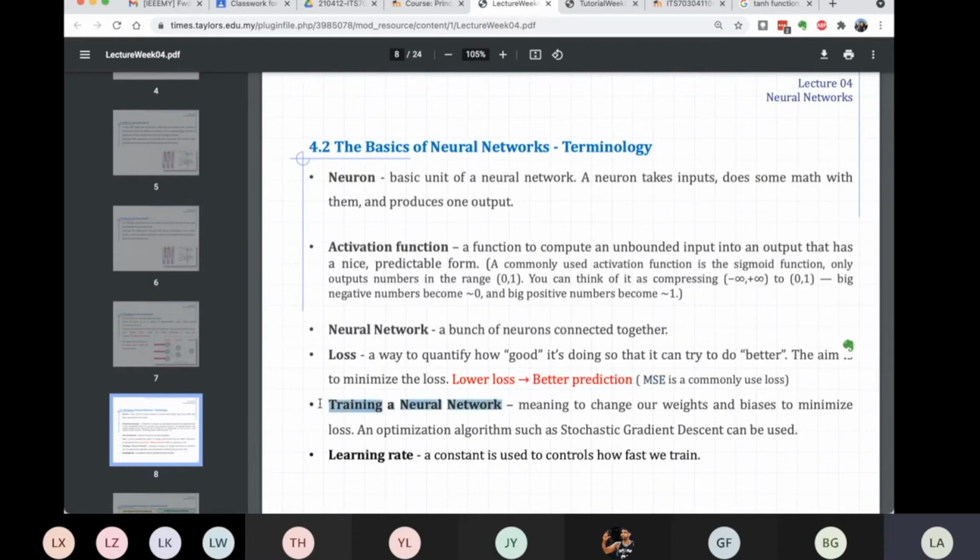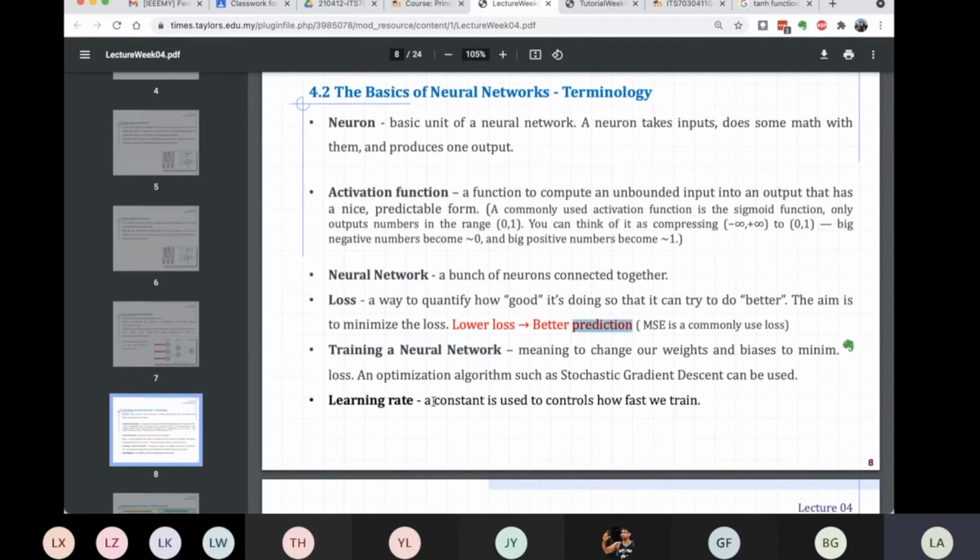Training a neural network means changing our weights and biases to minimize the loss. An optimization algorithm such as stochastic gradient descent is usually used. The learning rate is a constant used to control how fast we train our network. These are the basic terminology that we need to know before we develop our own neural network.